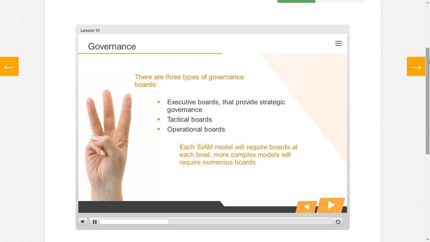Every SIAM model will require boards at the strategic, tactical, and operational levels. In complex environments, there may be numerous boards at each level. For example, the strategic level might separate out into a program board, an IT steering board, a commercial and contract board, and so on. Each SIAM model needs to balance the number of meetings held against the governance requirements and the benefits of having the boards in place. Boards are structural elements within a SIAM model.